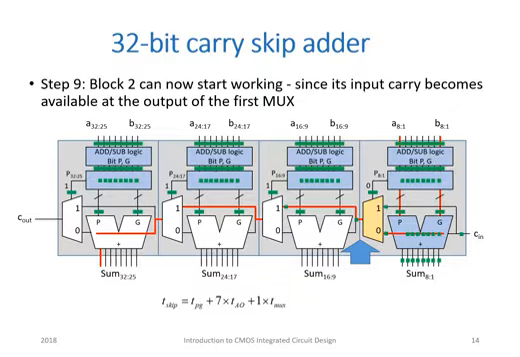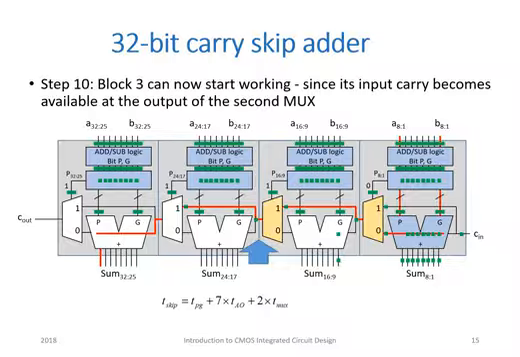Block 2 can now start working, since its input carry becomes available at the output of the first multiplexer. Block 3 can now start working, since its input carry becomes available at the output of the second multiplexer. And after another multiplexer delay, block 4 can now start working, since its input carry becomes available at the output of the third multiplexer.